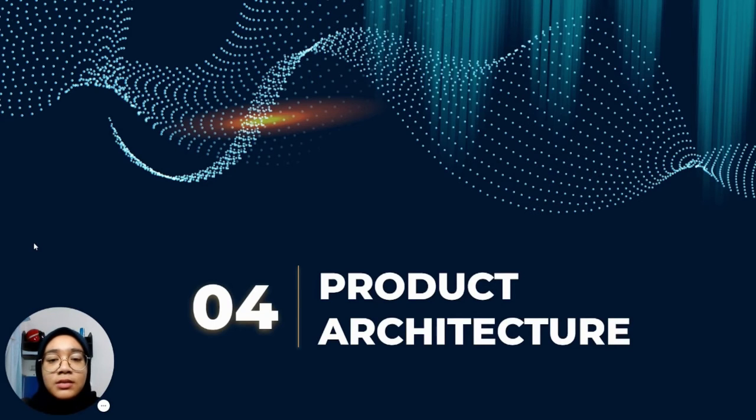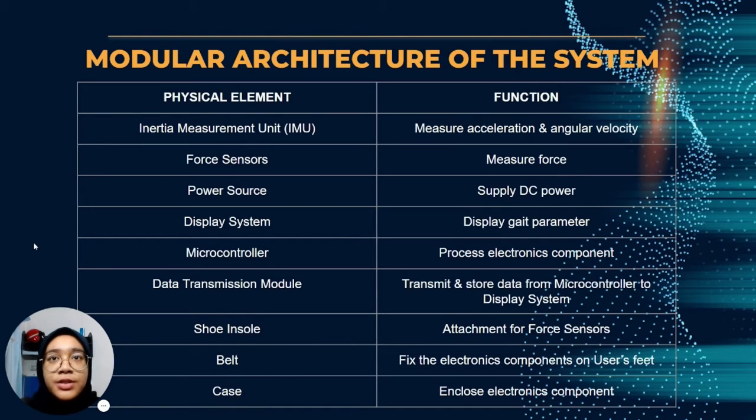First of all, the system consists of an inertial measurement unit sensor, IMU, that will measure acceleration and angular velocity; a force sensor that measures force exerted on the feet by the patient; a power source that will supply DC power for the device to operate; a display system to display gait parameters; a microcontroller, which is Arduino, to process the data from the electronics components; Wi-Fi as a data transmission module to transmit and store data from the microcontroller to the display system; a shoe insole as the attachment for the force sensors; a belt to fix the shoe insole and the electronics components; and finally a casing as an enclosure for the electronics components.